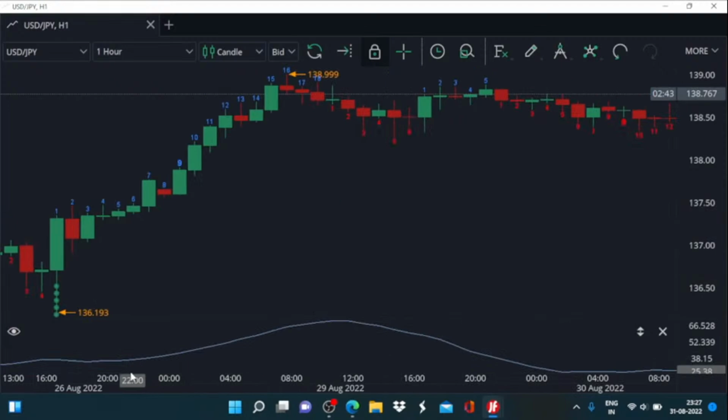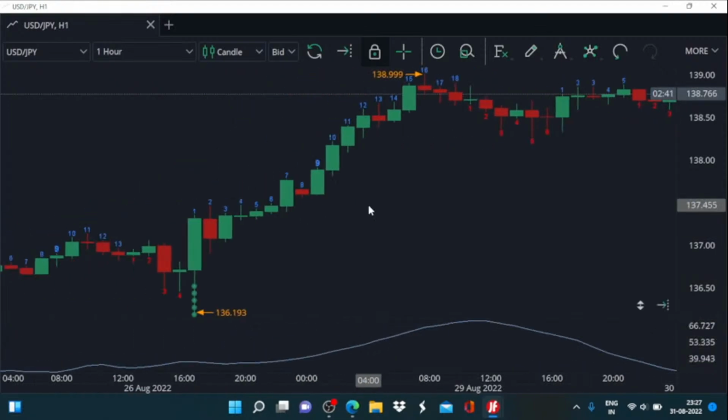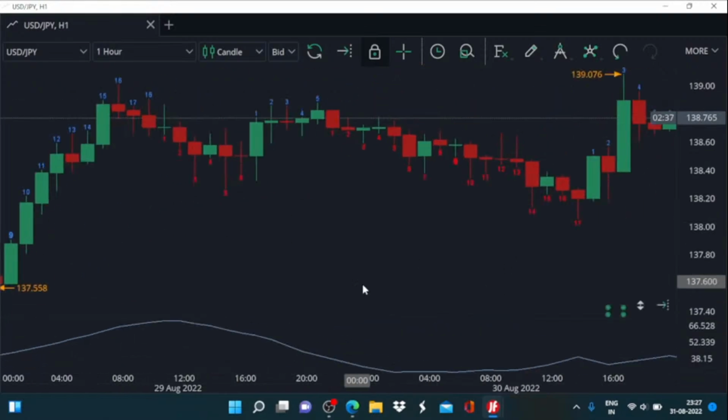So here we had this strong trend on the upside, so we had the ADXR plotting on the higher side, and as the momentum waned and the underlying instrument went sideways, we had this ADXR output declining from 69 to below 25.